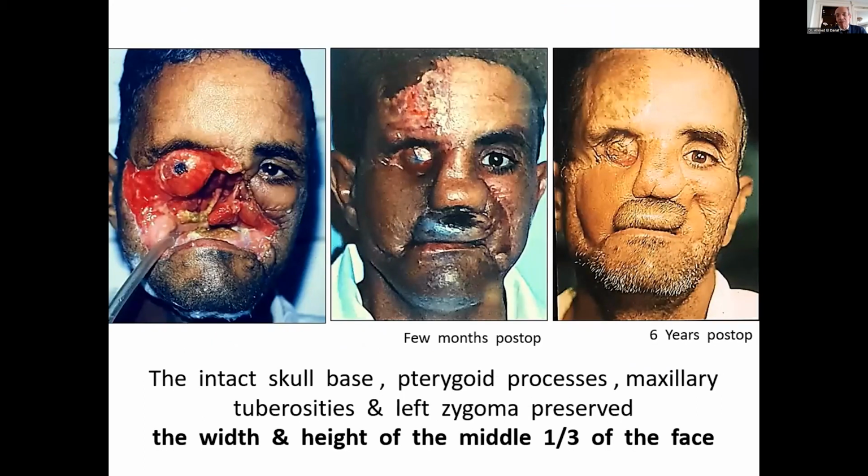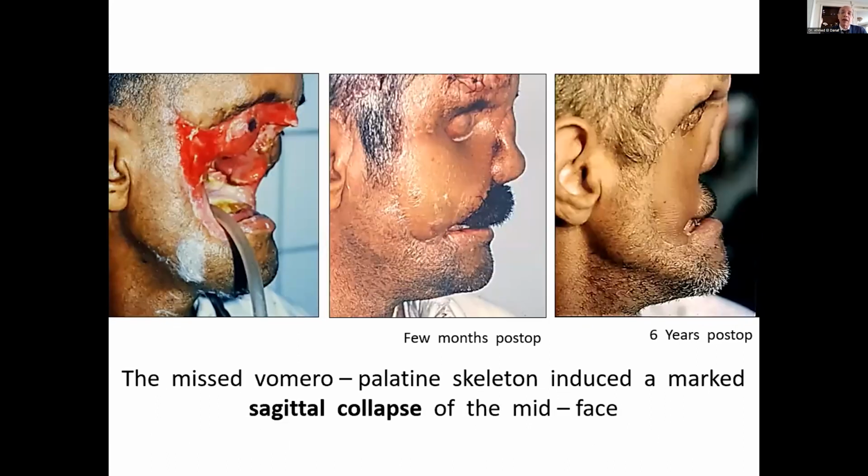These are the front figures of the patient before the surgery, and a few months after the surgery, and 6 years later, showing good transverse and vertical height of the face, maintained setup, because of the remained intact posterior walls of the maxillary bones, the maxillary tuberosities, and the left maxillary, the left zygomatic bone as well.